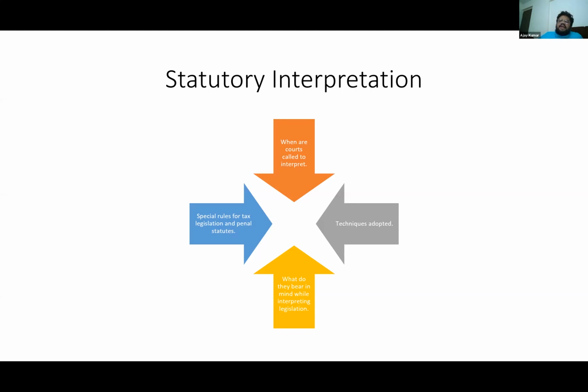But there are sometimes you are called to interpret the law for two reasons. One, where the law itself doesn't have a clear meaning. Two, when the facts may or may not apply to the law. Now, what do I mean by this?